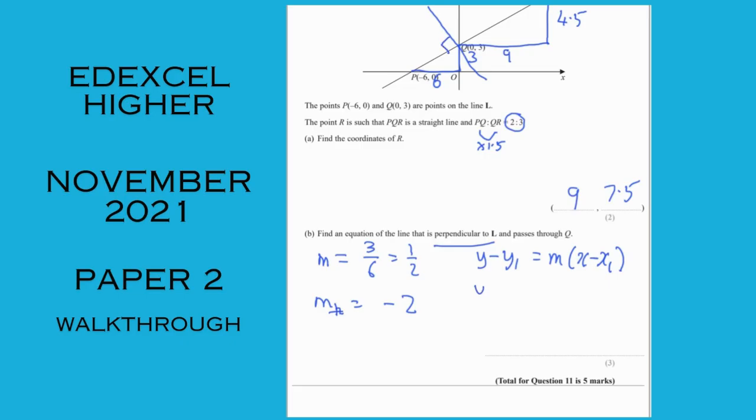So we've got y minus the y coordinate, which is 3, equals -2, x minus 0, leave it alone. So we can rearrange, multiply out those brackets, -2x, and as discussed, it crosses at +3. Now, because you knew the intercept, y equals mx plus c was probably a better technique, but as long as you get the right answer, who cares?